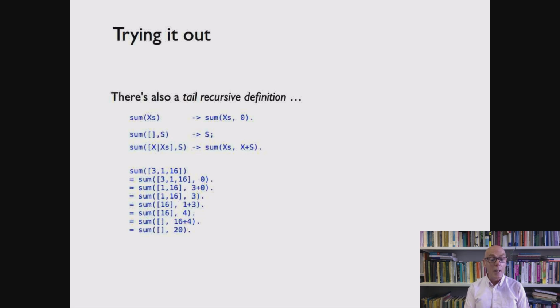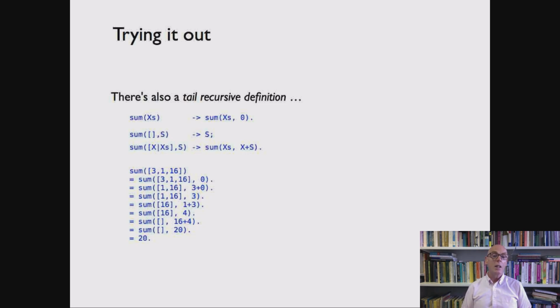And now we've got an empty list, no more numbers to put into the accumulator, and 20, so the answer is 20, according to the first of those two clauses. And of course that is the answer. It would be the same as what we would get with the direct recursion. 3 plus 1 plus 16 is indeed 20.